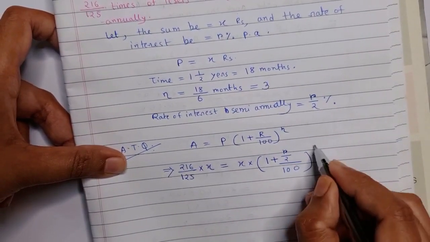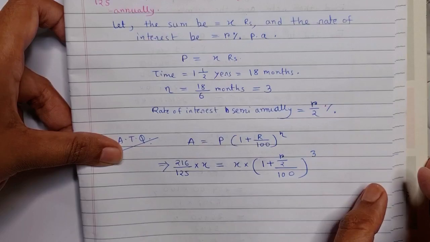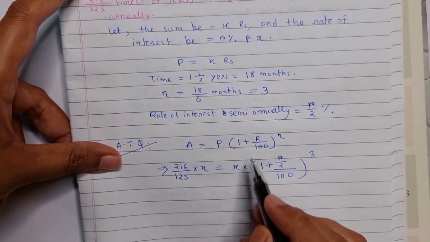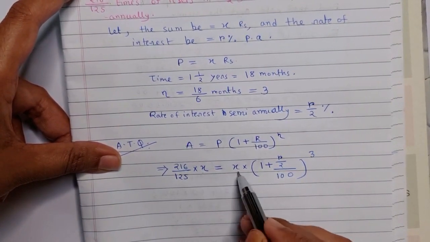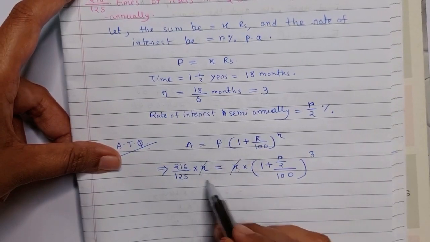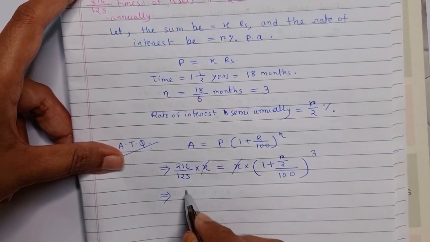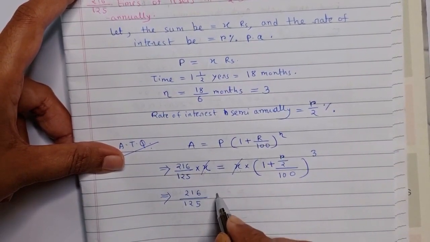I know it is getting difficult, but this sum is very easy. If you did not understand a certain portion, please pause the video, rewind and watch again. Simply see, X and X both are being multiplied, so I can simply cancel them out. It is not required actually. So just cancel X and X. So now X is gone. So on this side I have 216 and here I have 125.